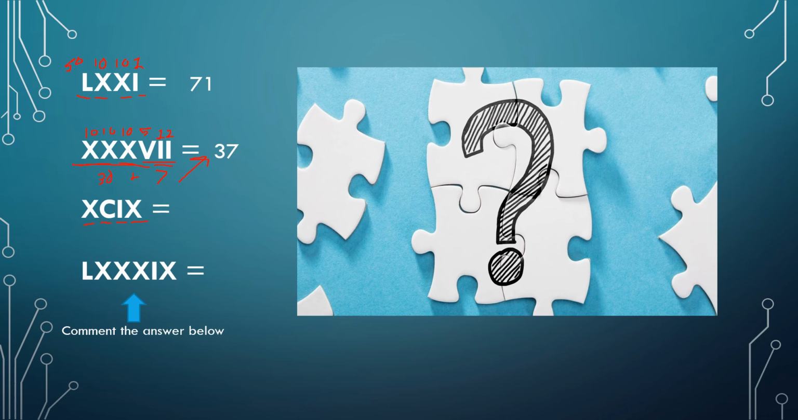X, C, I, X. Now X is 10, C is 100. Now X is a smaller value and it is before C. So we are going to subtract it. 100 minus 10 is equal to what? 100 minus 10 is equal to 90. IX, X is 10, and then there's I behind it. I represents 1, so 10 minus 1 is equal to 9. So now we add it and we will get 99. Now for this one, I want you to answer it on your own.